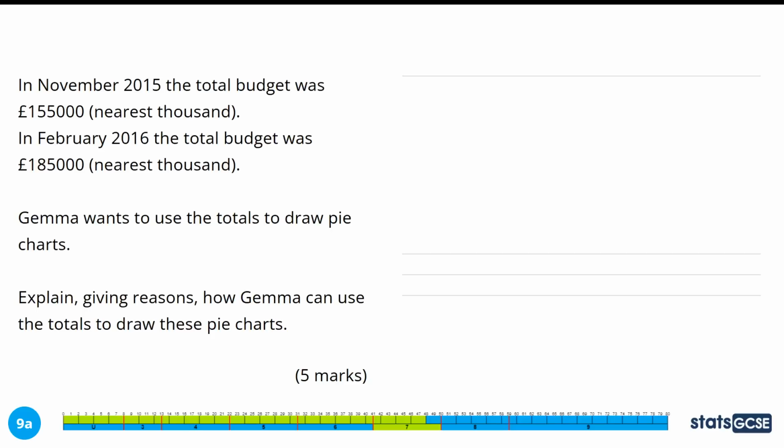Gemma wants to use the totals to draw pie charts. Explain giving reasons how Gemma can use the totals to draw these pie charts. This question is hinting at you to suggest a better pie chart to use. The pie charts we use at the moment are just showing the proportions, but we have the totals now, so Gemma can use comparative pie charts.